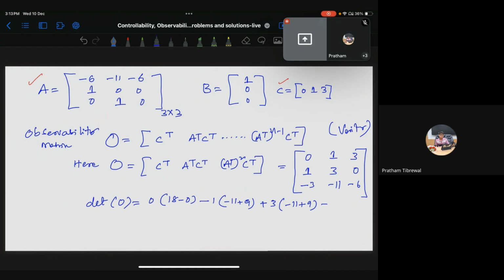Okay. In this case, what is our answer? Here, the first term is 0. So the second term, what do you see? Are we getting the determinant as 0? I think that we are getting 0. Is it correct? Second term, so 0.